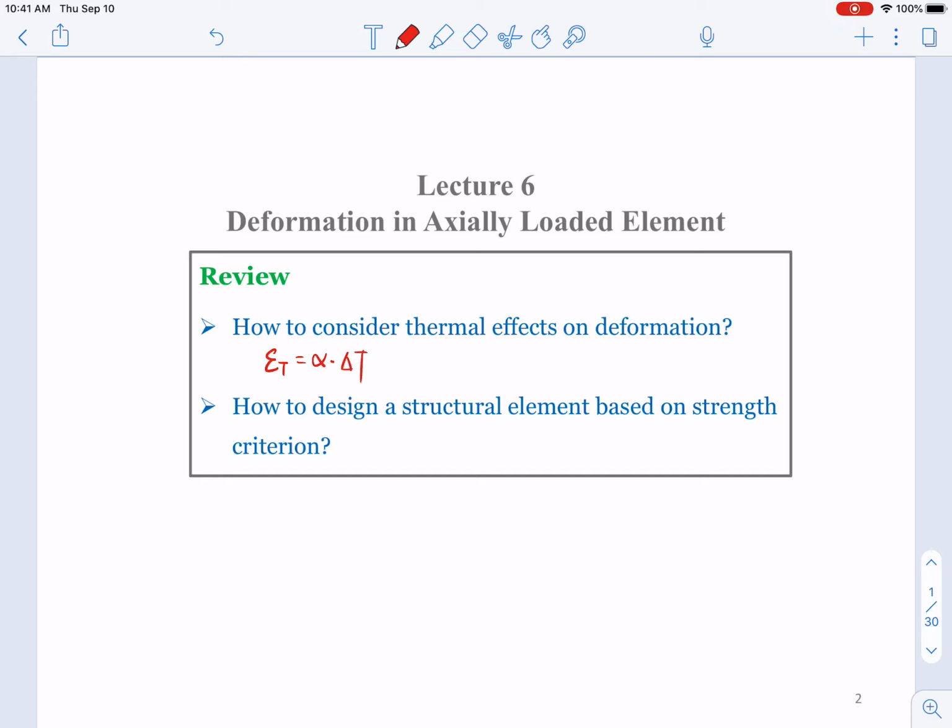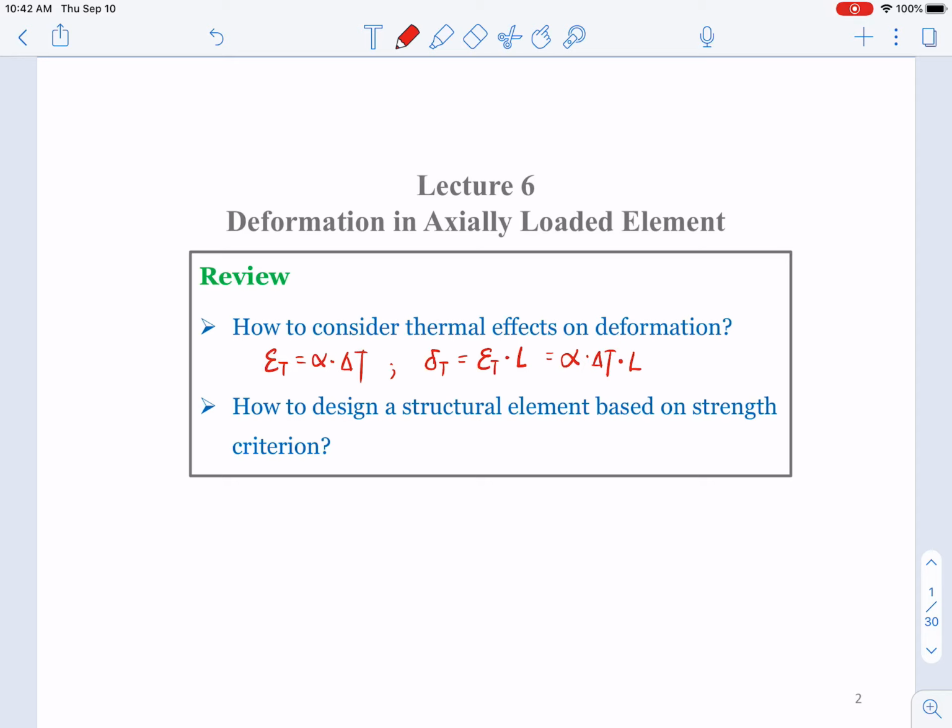It's important to know that delta T is positive when you heat it, and it's negative when you cool it. Alpha is the CTE, the coefficient of thermal expansion. And if we want to know the deformation, it's just strain times L, the original length, or alpha delta T times the original length. We gave several examples about how to use these two equations to calculate the thermal effect.